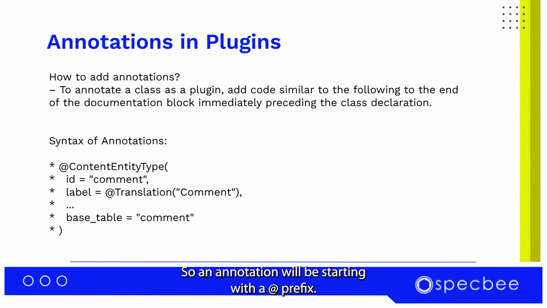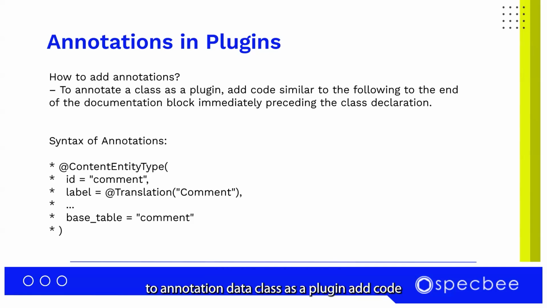Here's the syntax of how to define these annotations. An annotation starts with the @ prefix and then your metadata, which depends on your plugin type, whether you are using an action plugin or a block plugin. Based on that, the annotation metadata will vary. To annotate a class as a plugin, add code similar to the following to the end of the documentation block, immediately preceding the class declaration.